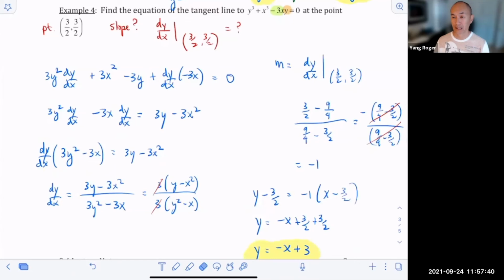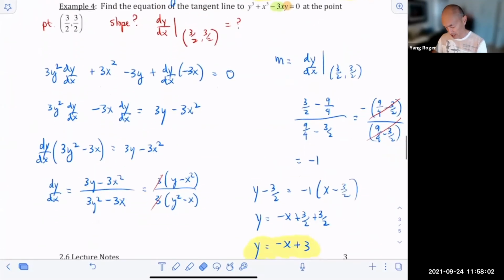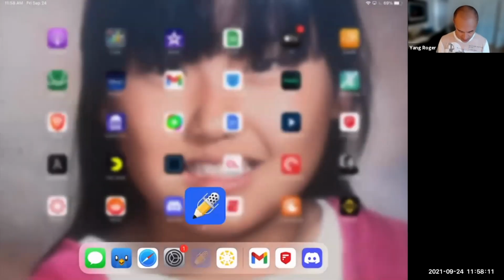Okay. Any questions for me? No questions. If you don't mind, I want to show you a graph of this situation. So I'm going to go to Desmos. I'm going to graph these two equations, and then you can see visually what's going on. And then we'll end class.